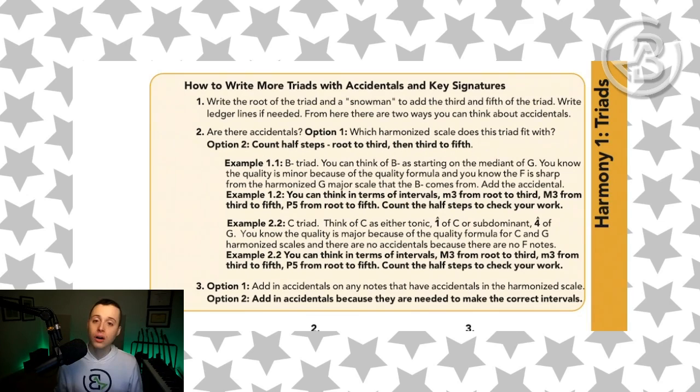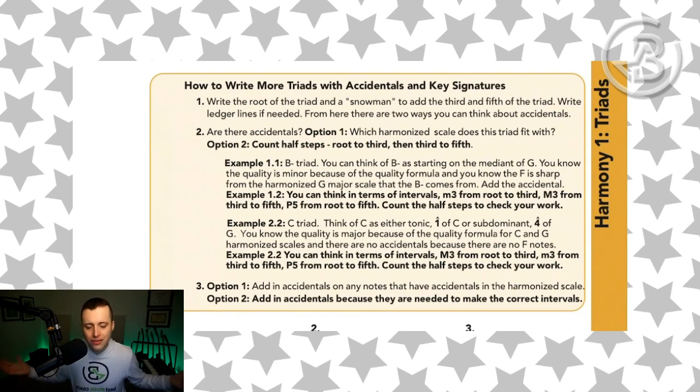Or you could just think about it with intervals, and you could say to yourself, okay, we have a major triad, so we need a major third from root to third. We need a minor third from third to fifth, and we need a perfect fifth from root to fifth. Count the half steps, check your work. And then you would add in the accidentals on any notes that need accidentals according to the harmonized scales, or you add in the accidentals because it would make the intervals correct.